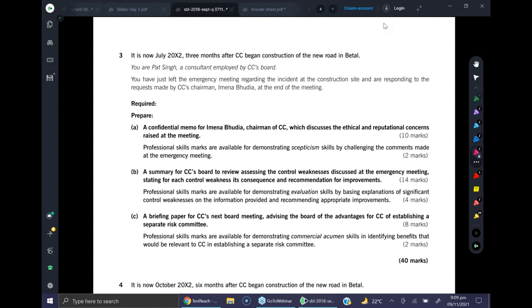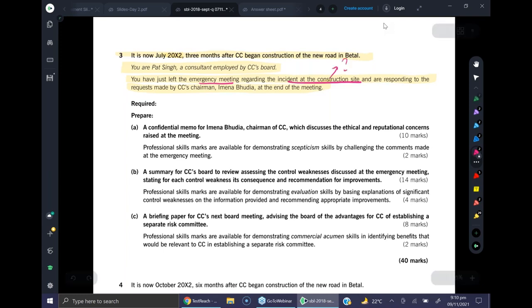Let's find out. So it says that it is now July 20X2, 3 months after CC began construction of the new road in Beetle. So now requirement 3 says that the road construction has already started and 3 months are gone. Now you are Pat Singh, a consultant employed by CC, so your role has changed again. You have just left the emergency meeting regarding the incident on the construction site and are responding to the requests made by CC Chairman Amina at the end of the meeting. So there is some emergency meeting, some incident on the construction site. We'll have to find out which exhibit covers that, but let's see what the requirements are.